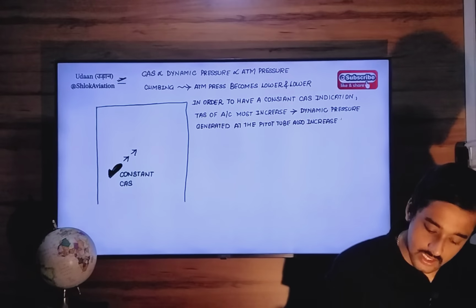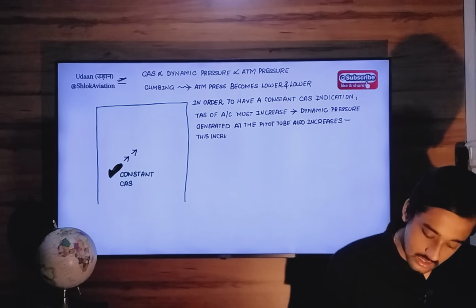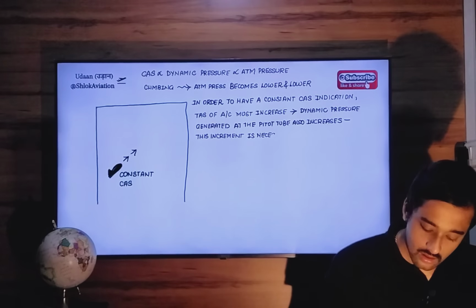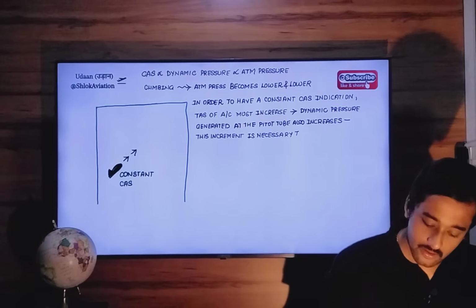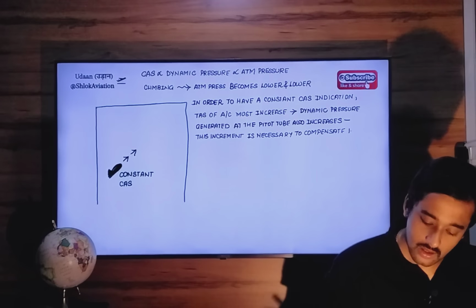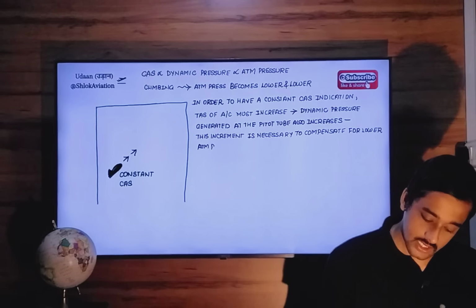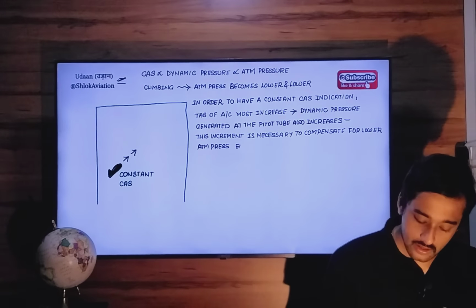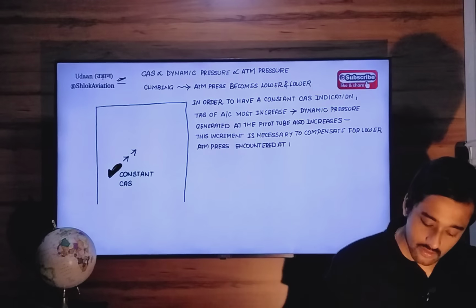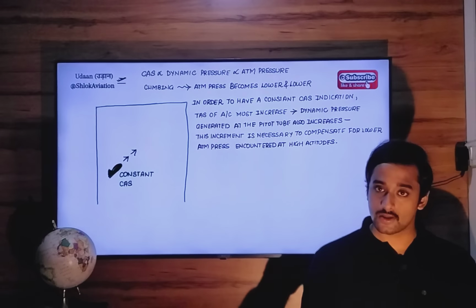Also increases. This increase in dynamic pressure, or this increment, is necessary to compensate for lower atmospheric pressures encountered at high altitudes. Okay.